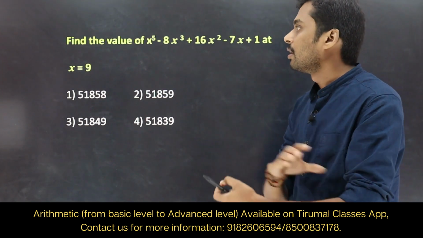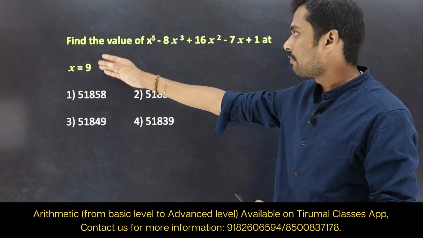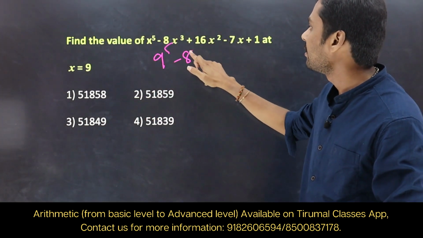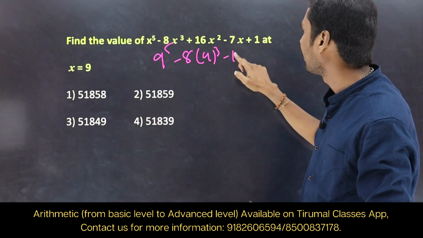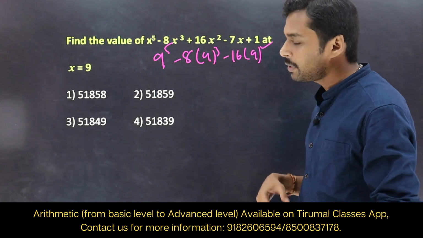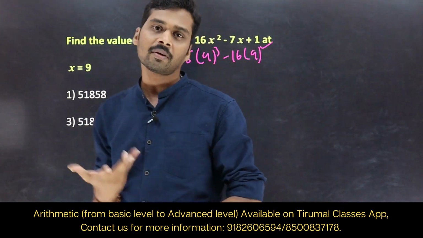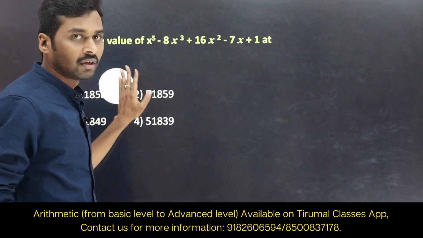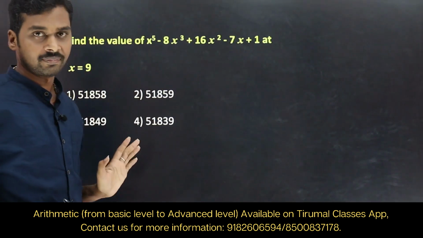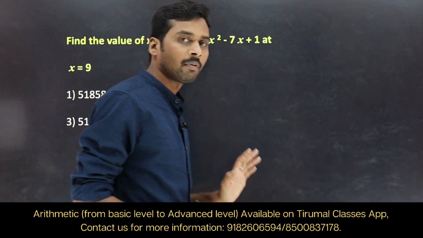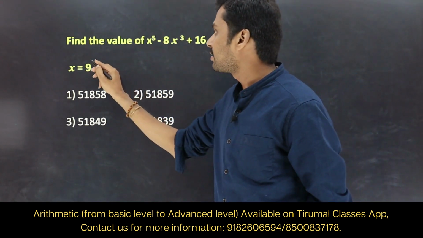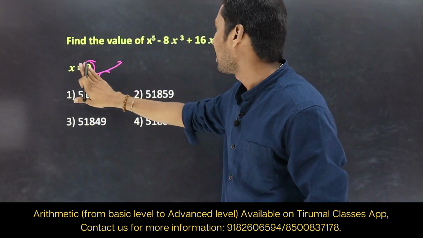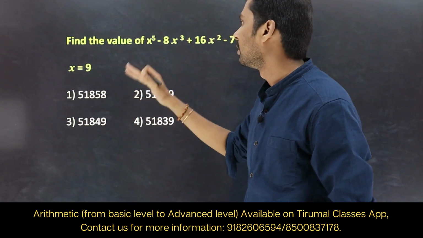So which is nothing but we can substitute the value of 9 in place of x. So which means that it becomes 9 power 5 minus 8 into 9 cube plus 16 into 9 square. Tell me how will we do that without using the concept of DS? Of course we can use it, but still it takes a lot of time. Now if you apply the DS concept here, you can see how simple the problem will get. So here x value is equal to what? 9. So which means that I have to substitute the value of x is equal to 9.